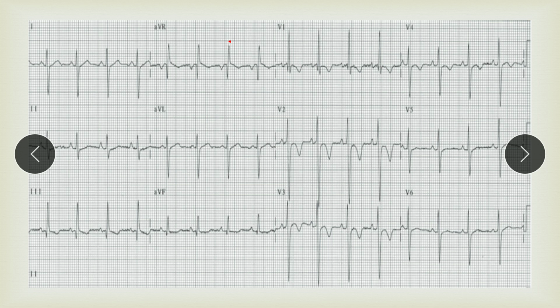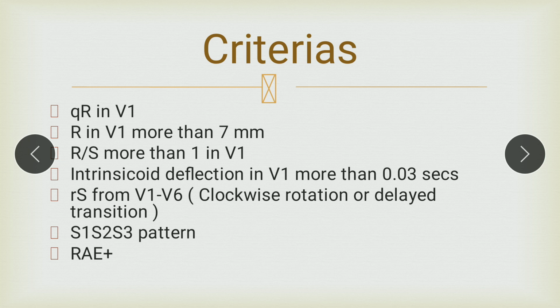So the first criterion to say that the patient has RVH is that the patient should have right axis deviation. There are three types of RVH: type A, type B and type C, which we will see in the later slides. In all these three, right axis is a must. There are numerous criteria. We'll go one by one.